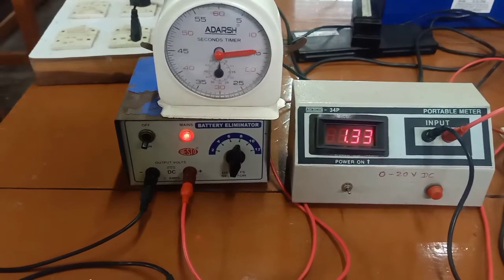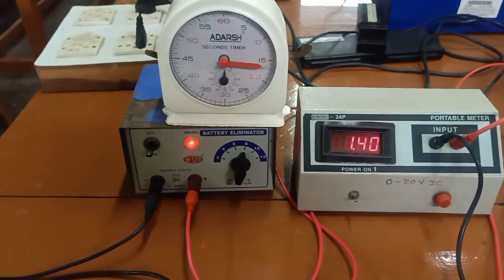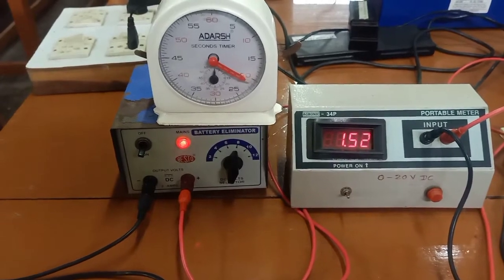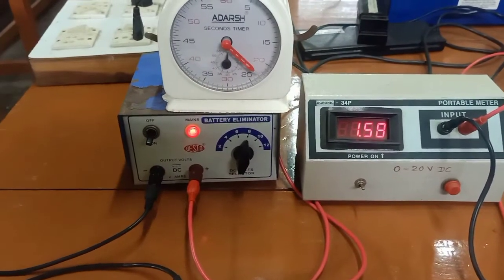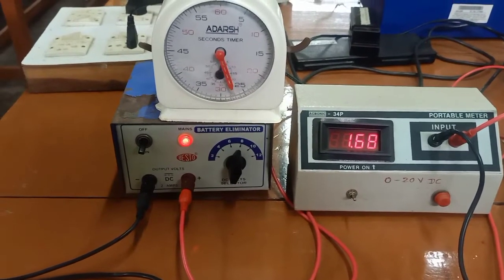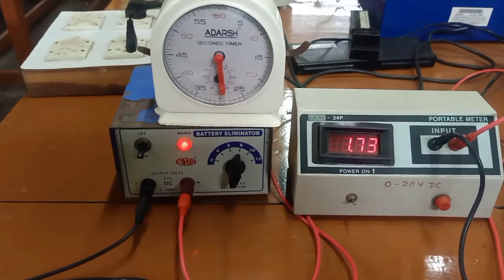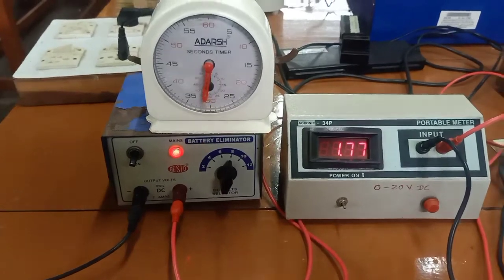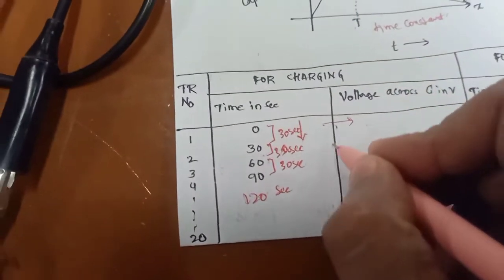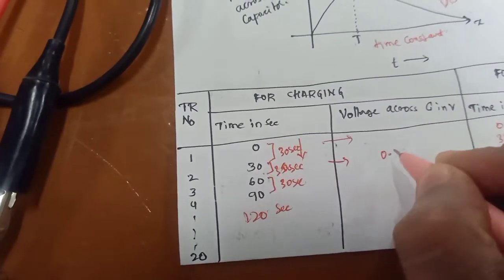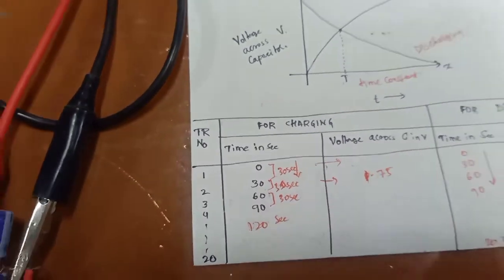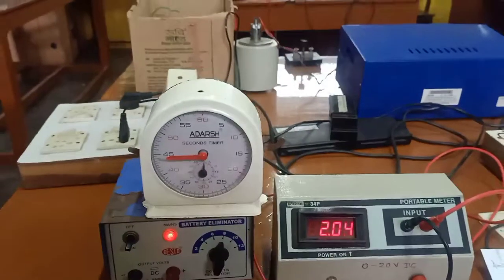That is for 15 seconds now, and it's 20 seconds, now it's 25 seconds, and for 30 seconds it is 0.75. Then what I need to do is, for 30 seconds it is 0.75, sorry, 1.75, 1.75.